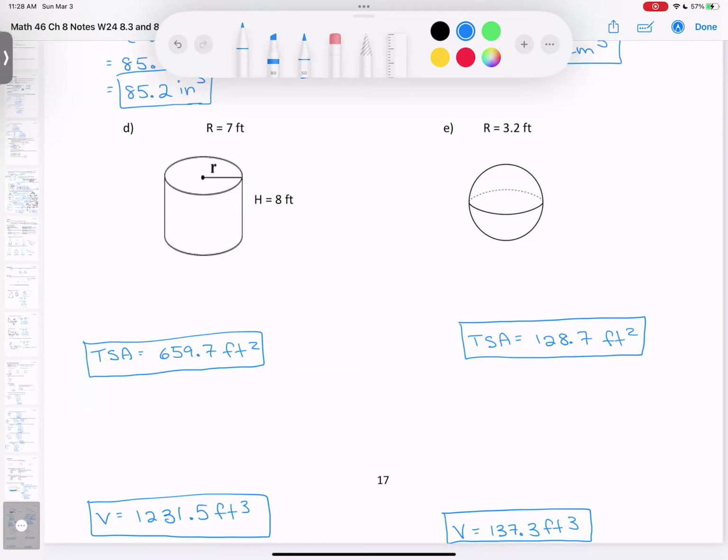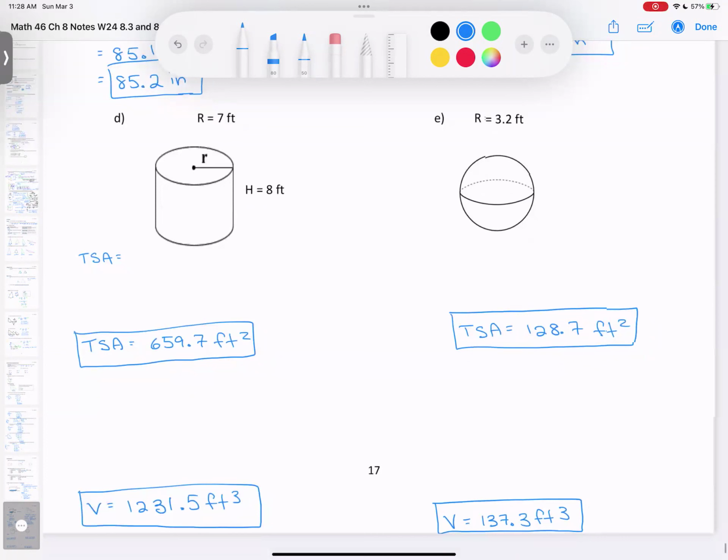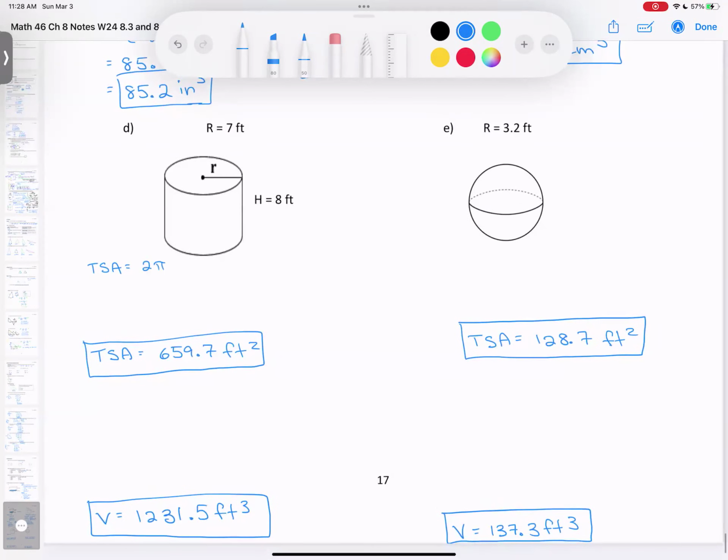All right, so let's do the last two questions in your chapter 8 notes. So we have this cylinder. We're looking for the total surface area of the cylinder. And so if we look on our formula sheet, total surface area is 2 pi r squared plus 2 pi rh. So now we can input the values we know.